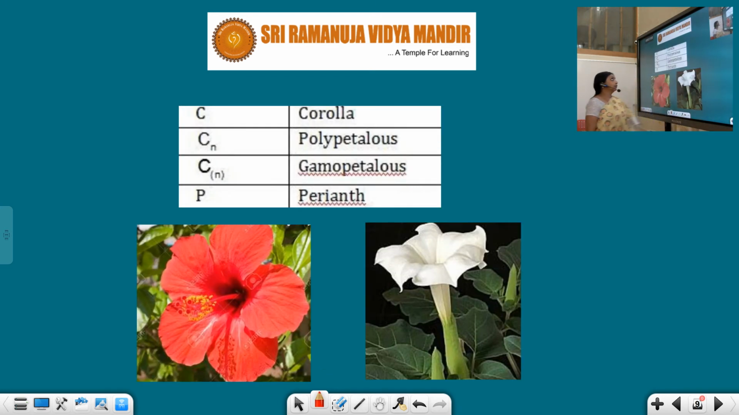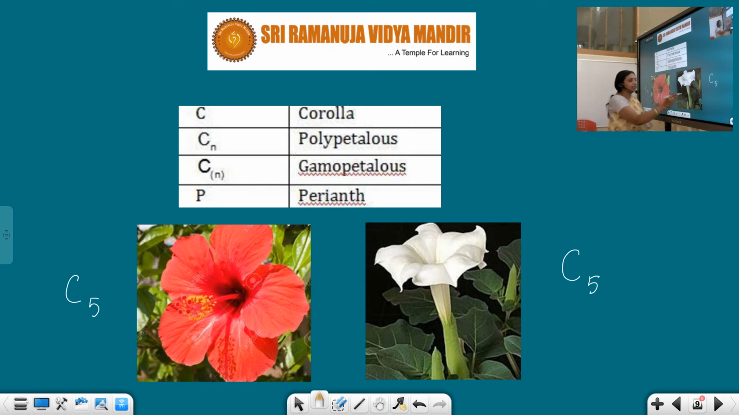And now comes corolla. For corolla we use capital C. So capital C is for corolla, and similarly to calyx, if the number of petals is 5, we write 5. Here you can observe in hibiscus, the corolla petals are not united. So this is the polypetalous condition. So petals are 5, but they are not united. For this flower, we write C5, not within brackets.